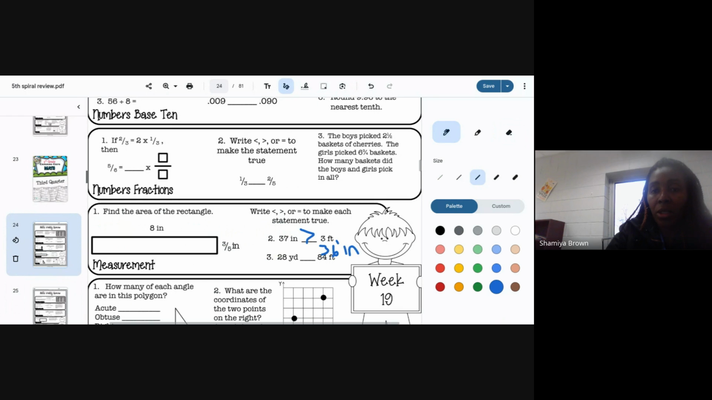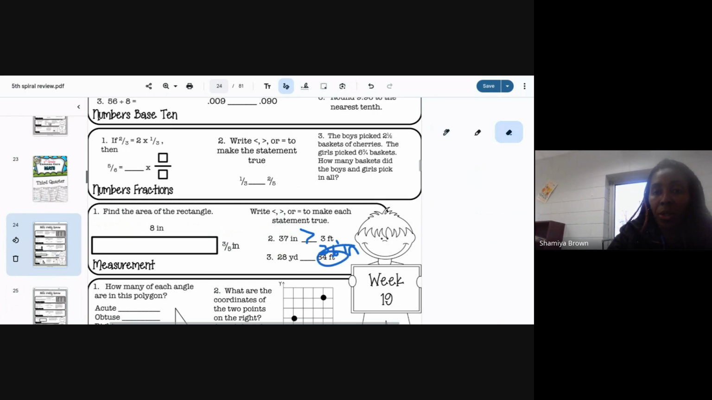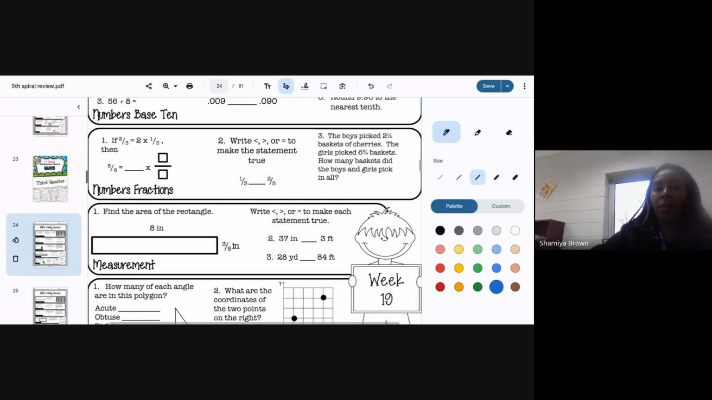And then the next one is wanting to know which one is bigger between 28 yards and 84 feet. So I have 3 feet in a yard. So I could turn this side into feet by multiplying 28 times 3. And I know that's going to be more than 84. 8 times 3 is 24. Carry my 2. 2 times 3 is 6 plus 2. No, it's exactly the same. So that's equal. So 28 yards will be equal to 84 feet.